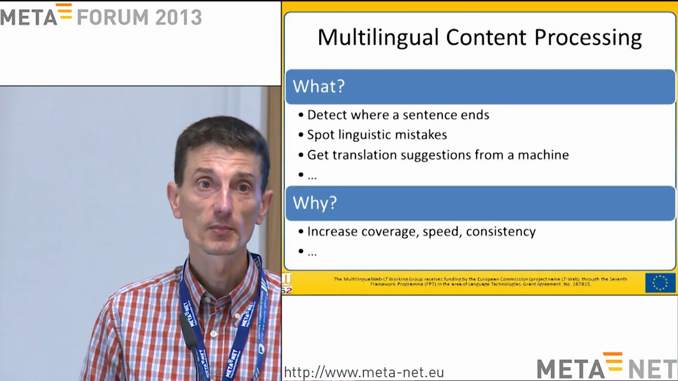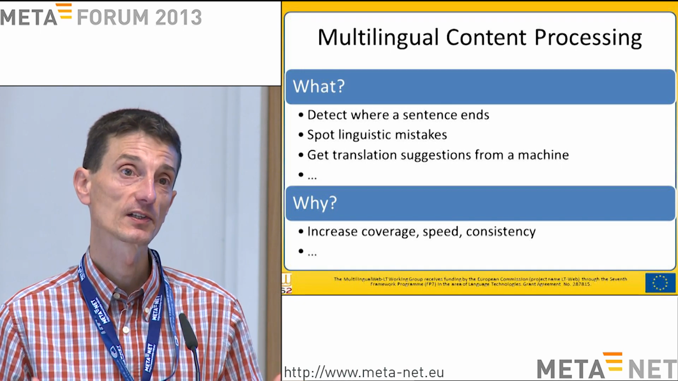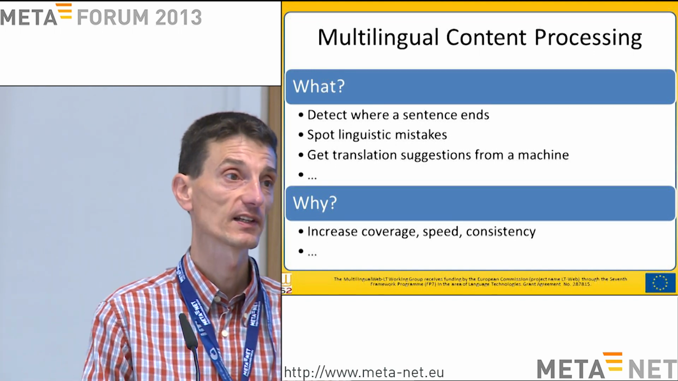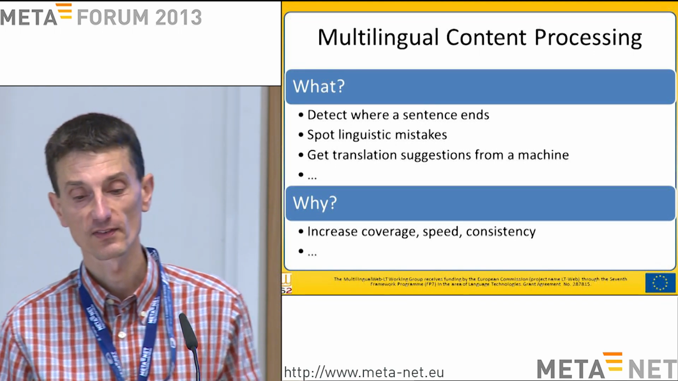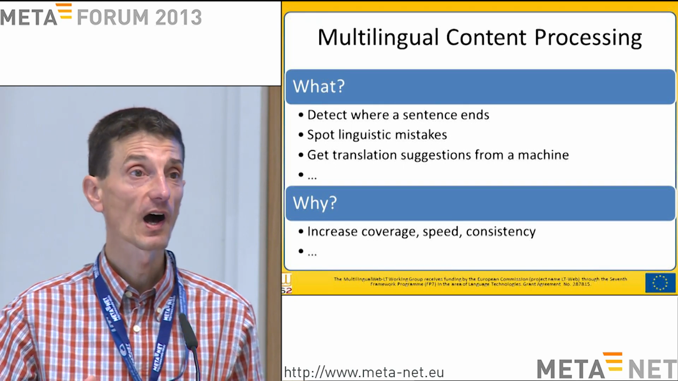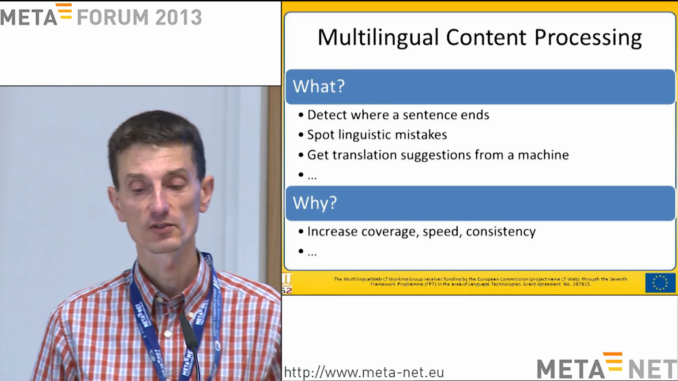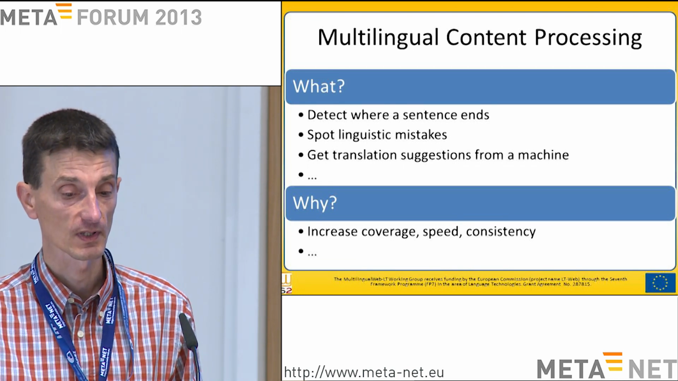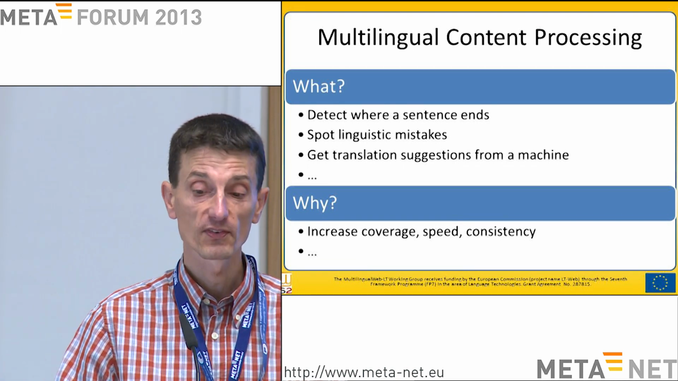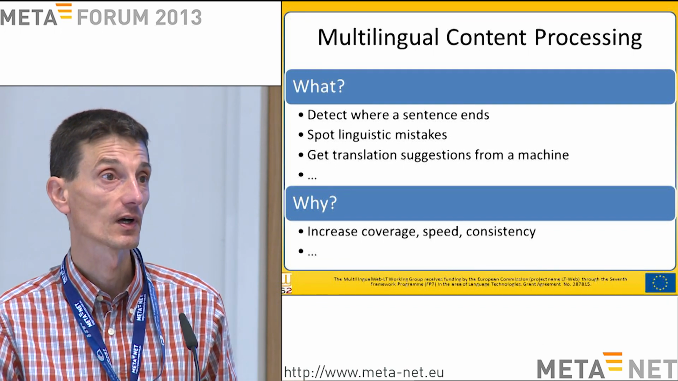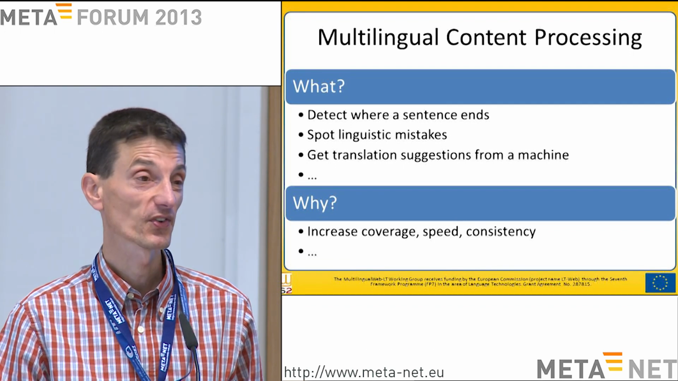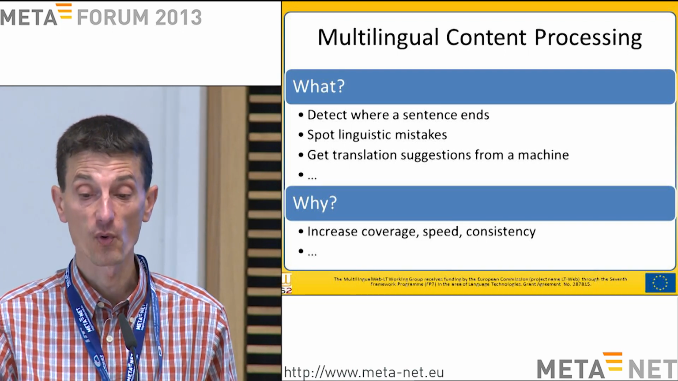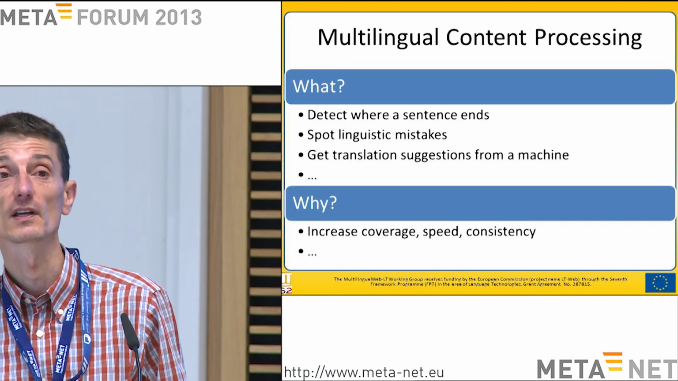Right, simple continuation of the general multilingual topic. So why is this interesting, or what is it? It's about detecting where a sentence ends, where a word ends, but it's also about higher level functionality, such as getting translation suggestions from a machine. So it's about machine translation. Why are these kind of content processing approaches important? Because they help to increase coverage, so you can, for example, translate more, you can increase speed, you can increase consistency.